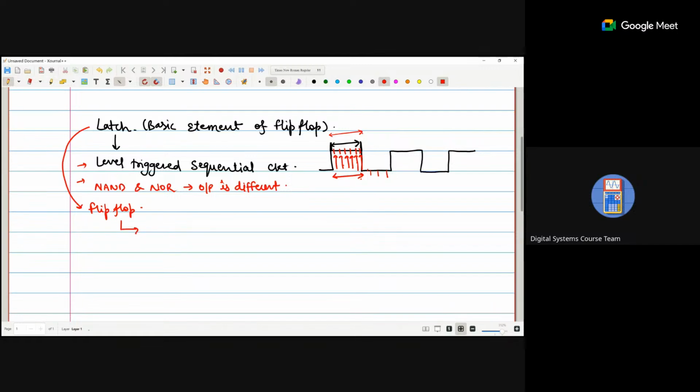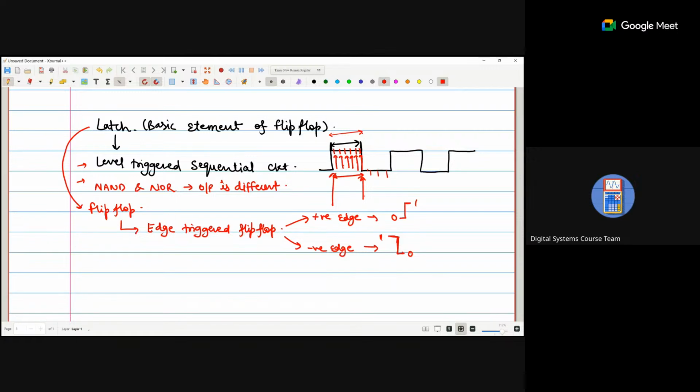The flip flop is edge triggered. There are two edges considered. One is the positive edge, where the clock transitions from 0 to 1, and the second is the negative edge, where the clock transitions from 1 to 0. So two types of edge triggered flip flops are there.